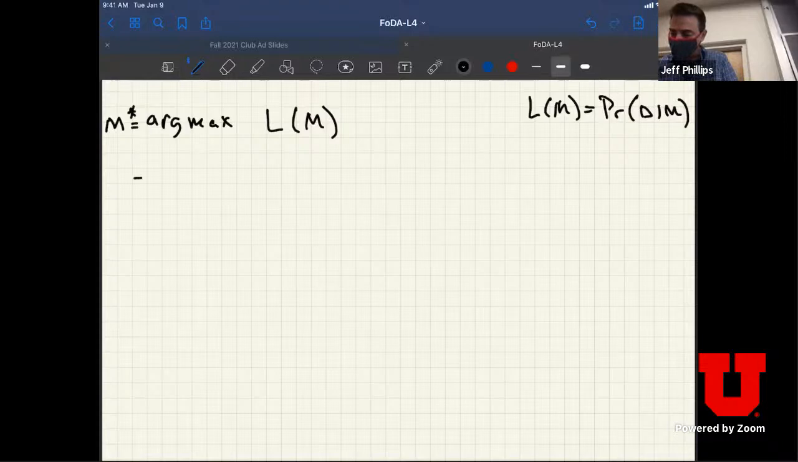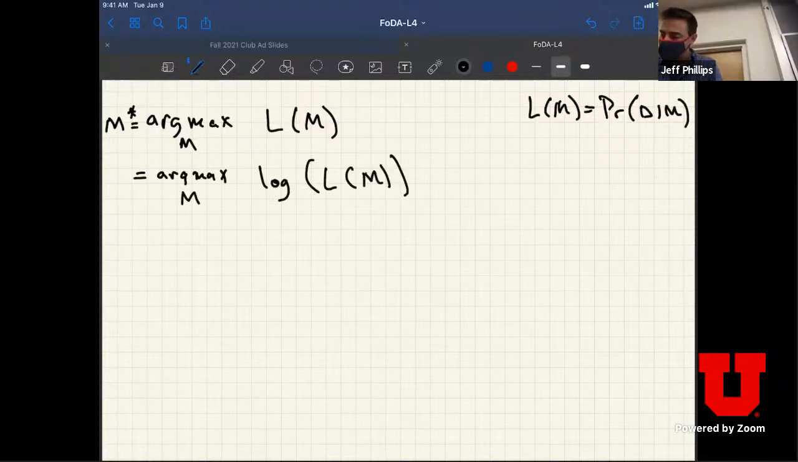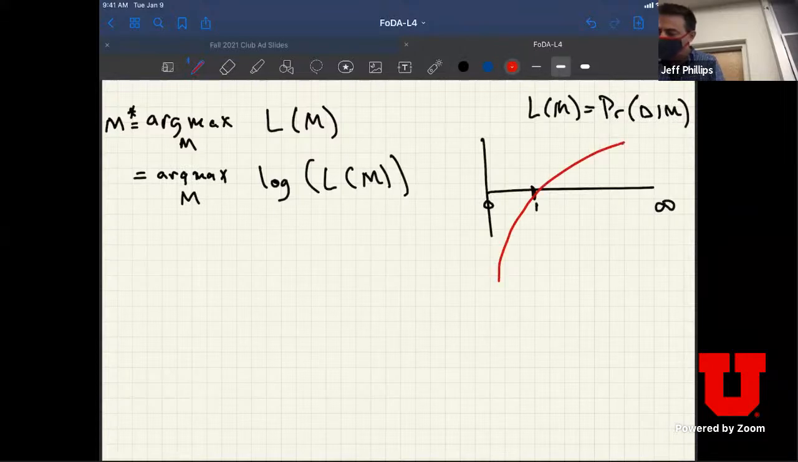Okay, so we're going to say this is equal to the arg over the space of the models, arg max of log of L of M. Okay, so a log function looks something like this from 0 to infinity. An important point here is the value 1. It goes off to infinity, and it goes down to negative infinity down here.